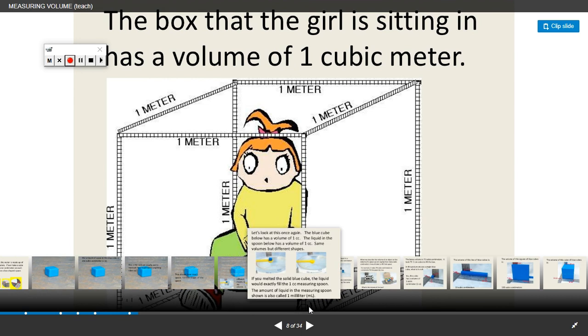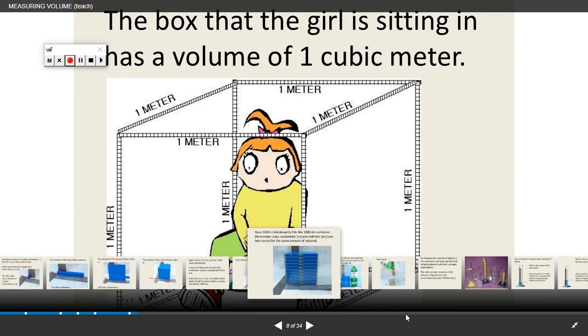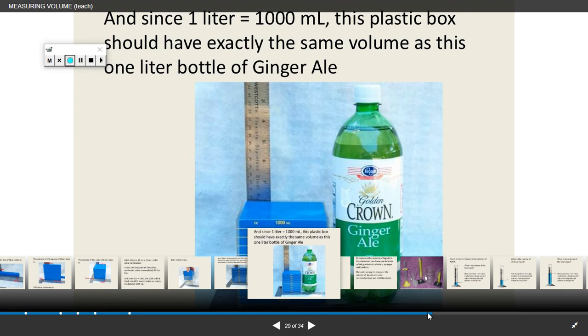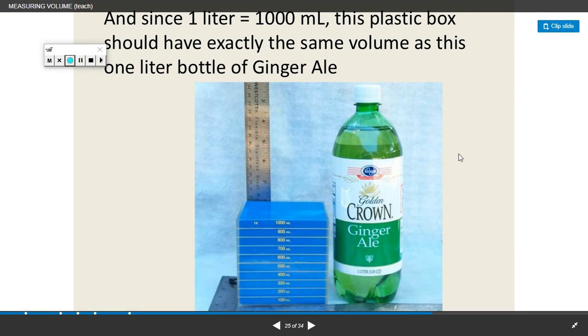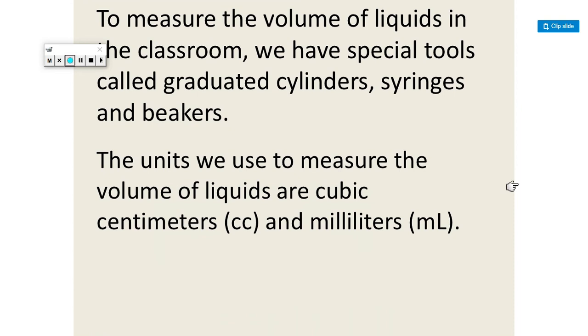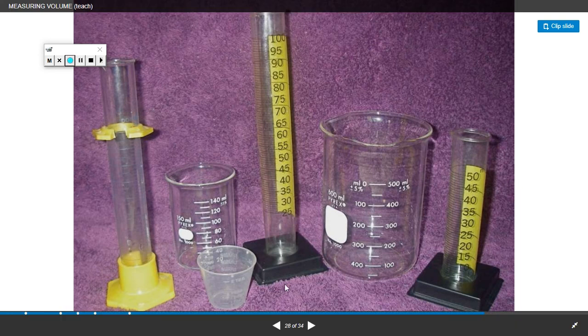What if I want to measure liquid, something like this? How can I measure it with the cubic meter? No, I have another way, which is, yes, what is this?